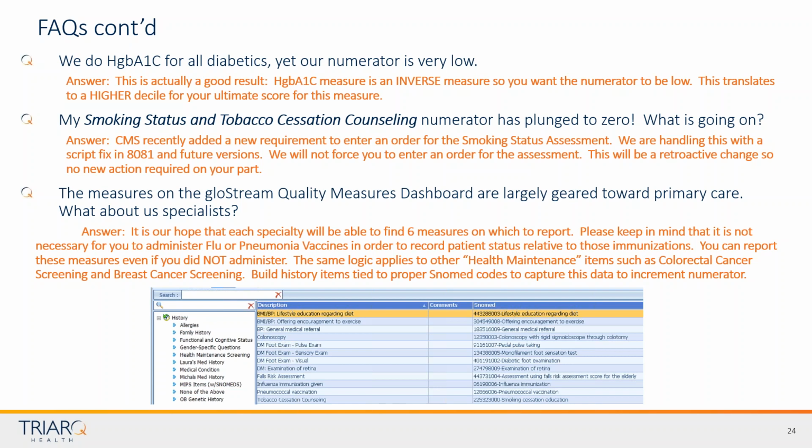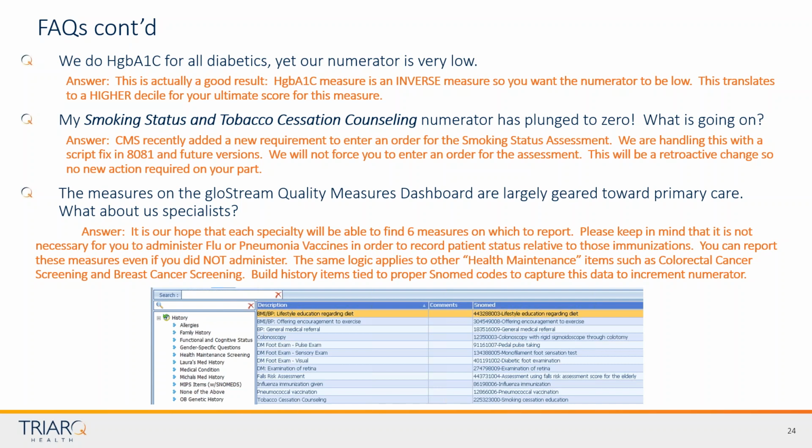Okay. The measures on the GlowStream Quality Measures Dashboard are largely geared toward primary care. What about us specialists? Yes, I hear this all the time. I think there's 290 quality measures out there. We're certified for 24. We picked those 24 carefully.